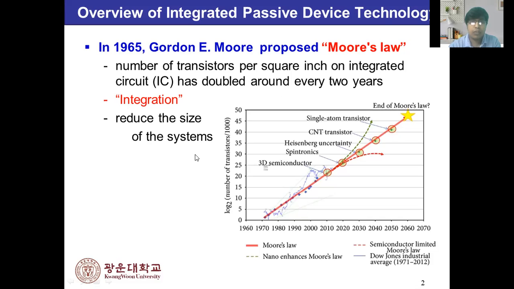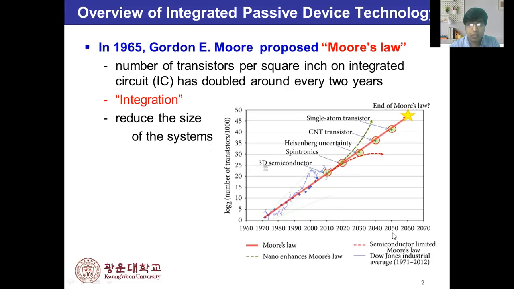This law basically introduced a new term in semiconductor technology: integration. This term is defined as compacting or integrating a lot of chips or devices into a single wafer or a single substrate. This integration reduces system size and also improves performance.